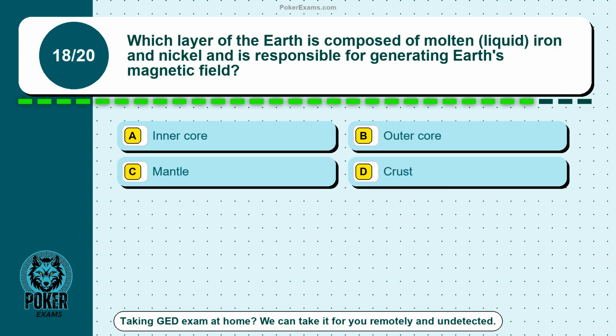Question 18. Which layer of the Earth is composed of molten, liquid iron and nickel and is responsible for generating Earth's magnetic field? Option A inner core. Option B outer core. Option C mantle. Option D crust.